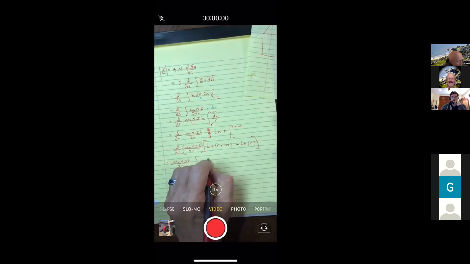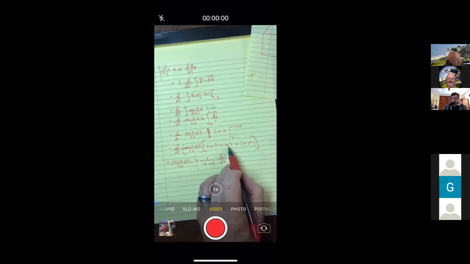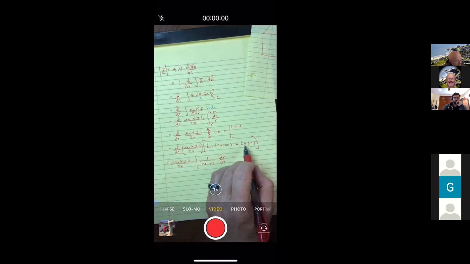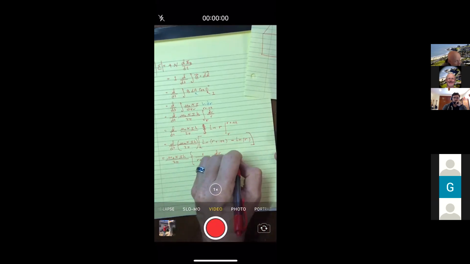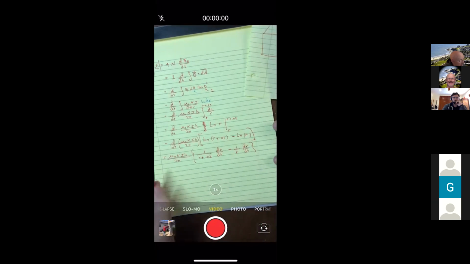Okay, and so that would be 1 over r plus 0.02. And then don't forget the chain rule. So the chain rule would be dr dt. And then more of the chain rule would be plus 0, so I don't need to write anything there. And then minus, and then the derivative of ln of r is 1 over r. And then the chain rule, dr dt. And so I'll leave these constants alone for just a second.